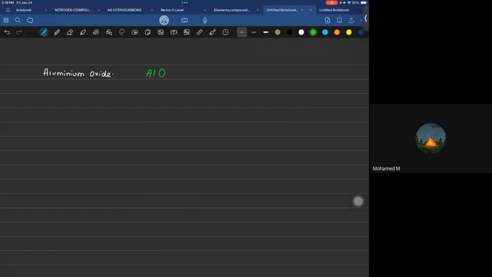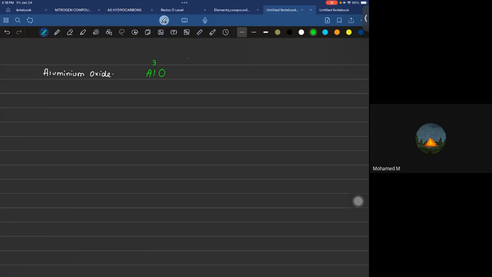One sec. So aluminium is in group 5. Wait, no. 1, 2, 3. Oh, no, it's in group 3. Okay, and the valency for group 3 elements would be 3. Good. Okay, so it will be Al.